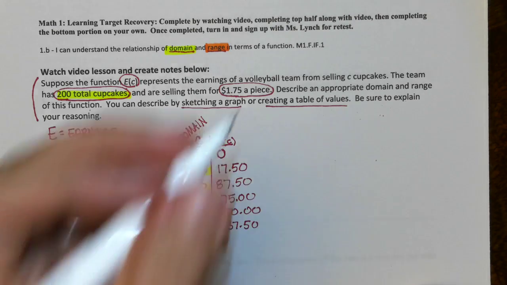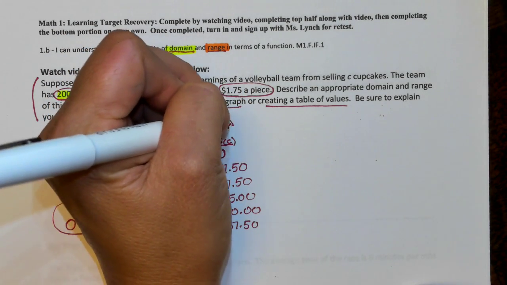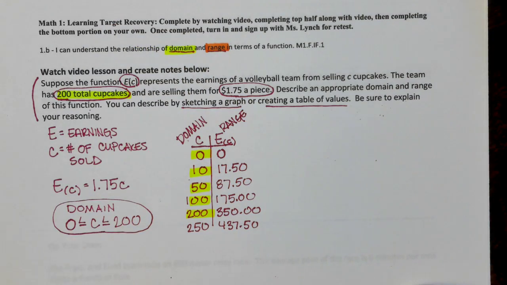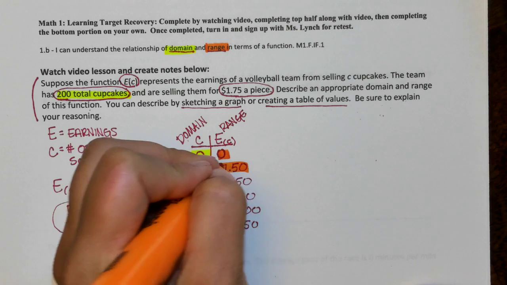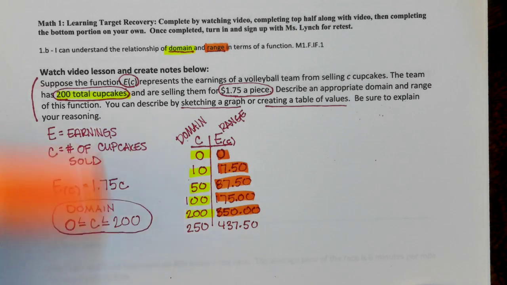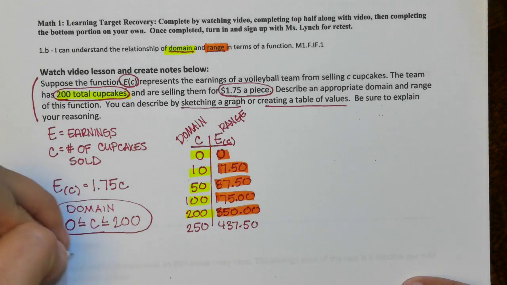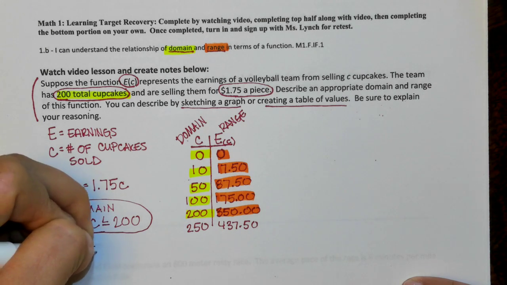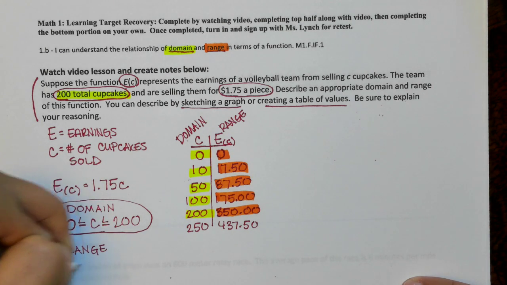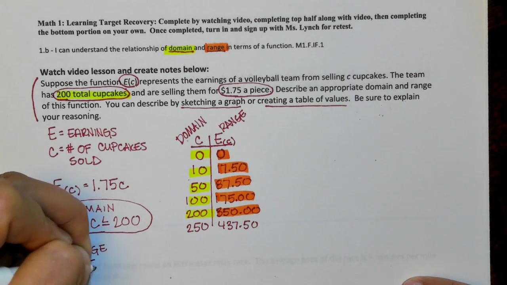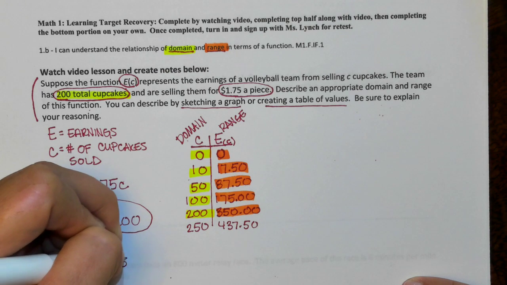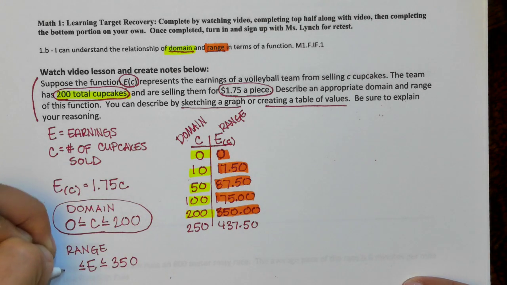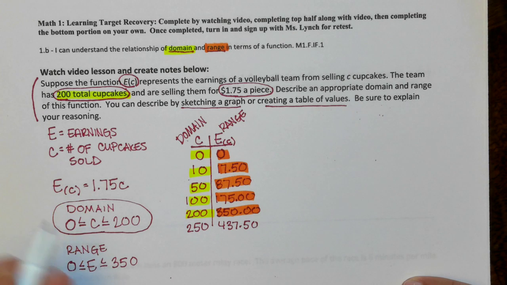Okay? The range is your output. And so if the domain can only go to 200, then our range can only go to 350. Okay? And so what you end up there with is your range is E needs to be less than or equal to 350, but E has to be greater than or equal to 0. That means your earnings is going to be somewhere between 0 and $350.